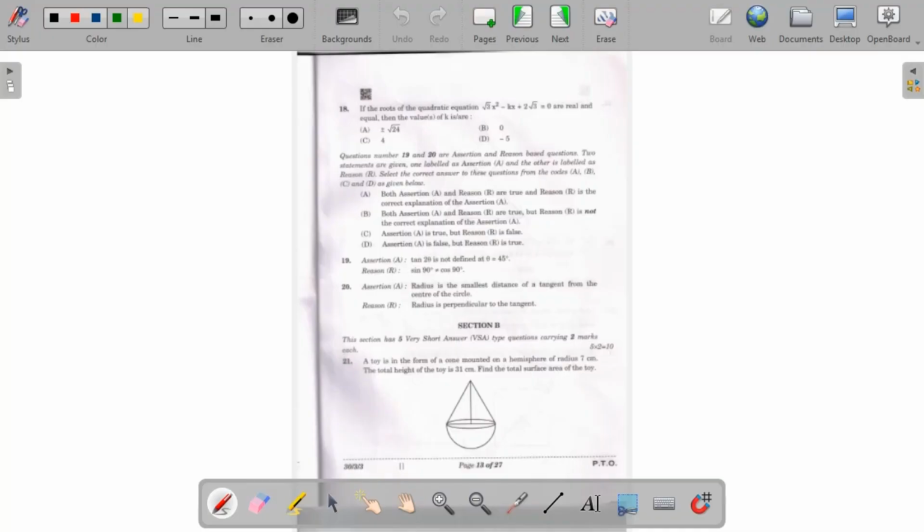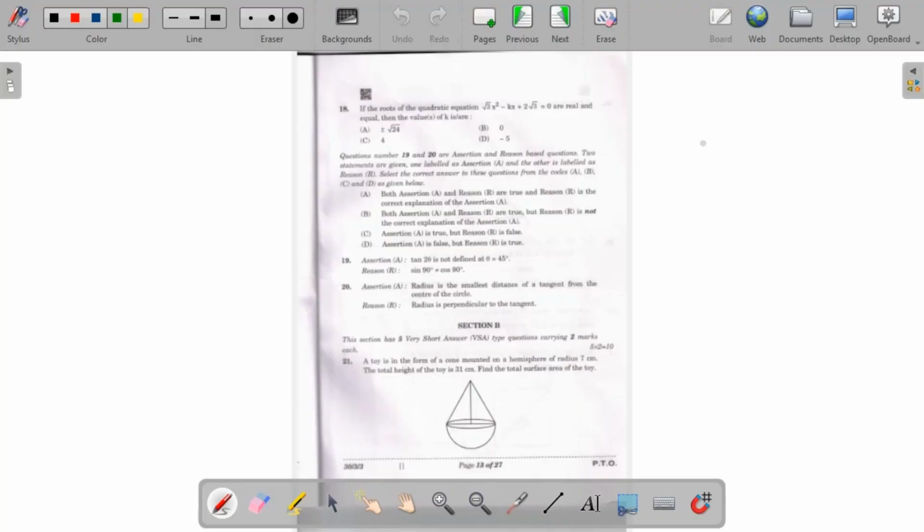In this video, let's continue to solve section B questions from 2026 set 3 paper from Chennai region. A toy is in the form of a cone mounted on a hemisphere of radius 7 cm. The total height of the toy is 31 centimeters. Find the total surface area of the toy.